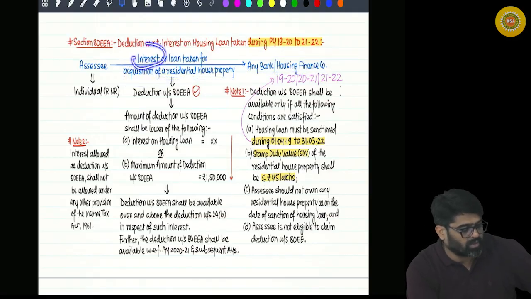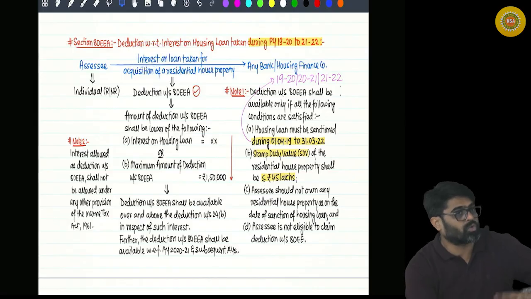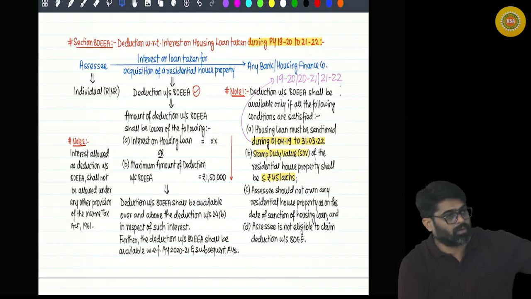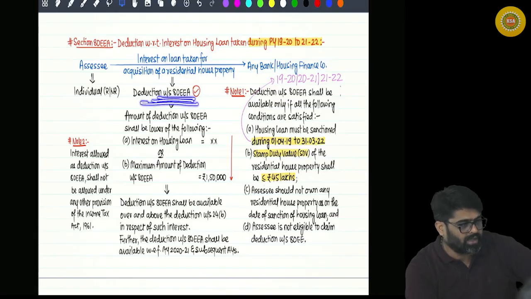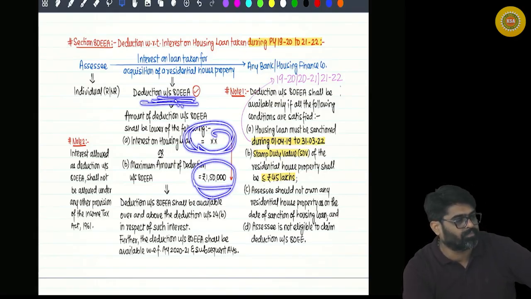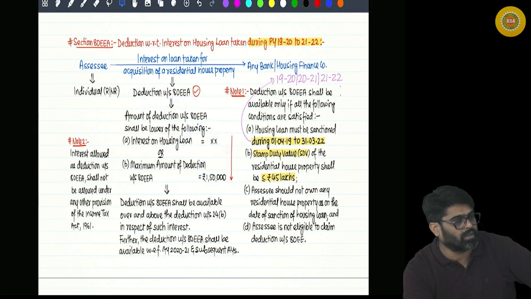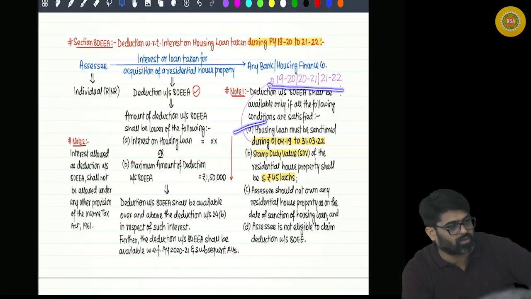And on that loan, whatever interest you are giving, which could not be claimed under the head house property, that extra interest will be claimed under 80EE, subject to maximum 1,50,000, if all these four conditions are satisfied. Number one, housing loan must be taken between 2019-20 and 2021-22. During these 3 years, the loan must be taken.